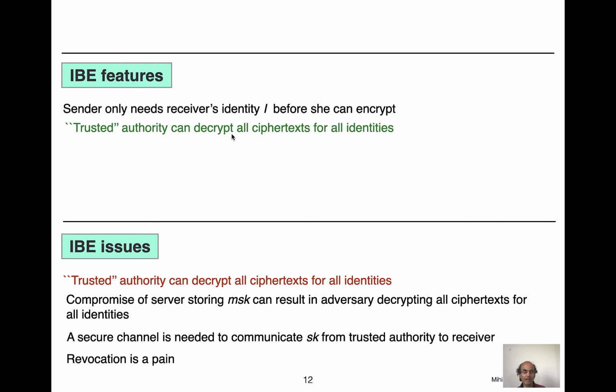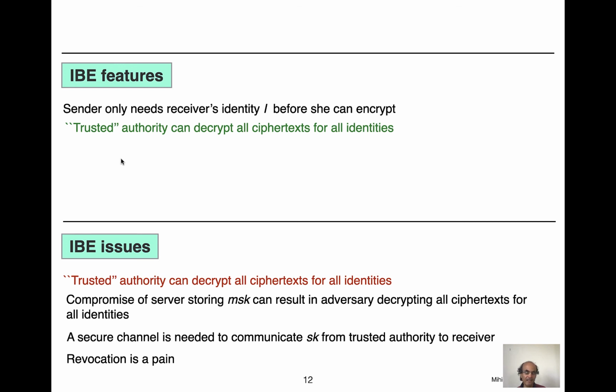Now, a feature, however, of IBE that one mustn't forget is that the receiver needs a decryption key, and that decryption key is generated by some trusted entity. That trusted entity uses its master secret key. As a function of that and the identity of the receiver, it generates a decryption key for the receiver and sends it to the receiver. So the result is that this trusted authority can actually decrypt all ciphertext for all identities, right?